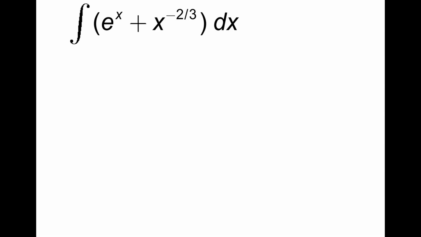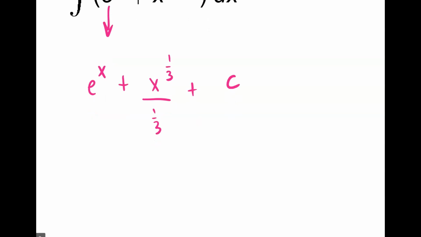Let's go on to the next one. Tricky trick. What the heck do I do here? What function's derivative is e to the x? That's a nice chill one. Okay, this is a little harder. So I'm going to add 1. Negative 2/3 plus 1 is 1/3, and then I have to divide by 1/3. So you add 1 to the exponent, and then divide by that new exponent. And then plus c. If I'm dividing by a third, same thing as multiplying by the reciprocal, 3. So it's e to the x plus 3x to the 1/3 plus c.